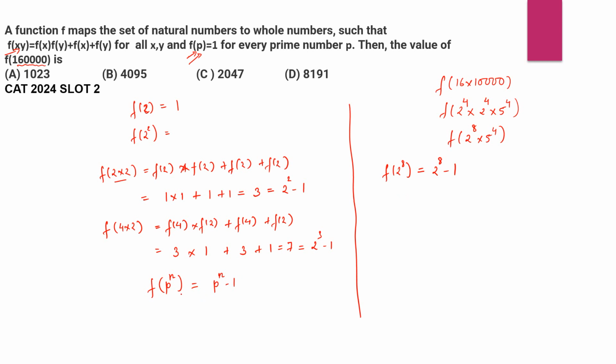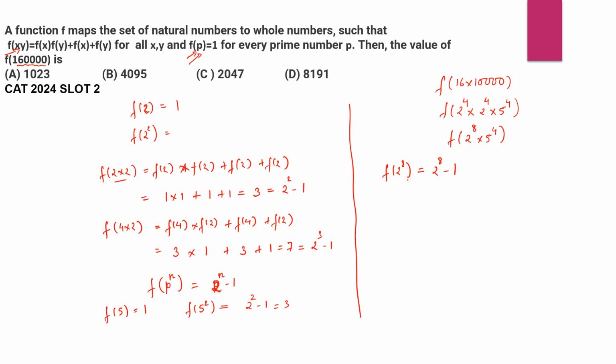Now, it matters what p is here. It was 2. Let's see what happens if the value of p changes to 5. F of 5 should be equal to 1. When you try to calculate f of 5 square using similar logic, you won't get 5 square minus 1 here. You'll still get 2 square minus 1, that is 3. Yes or no? So what does it mean? If you want to generalize it, f of p to the power n, if p is a prime, then the answer will always be of this type, 2 to the power n minus 1.